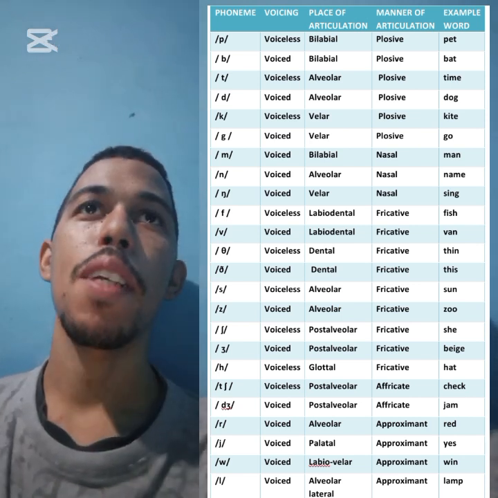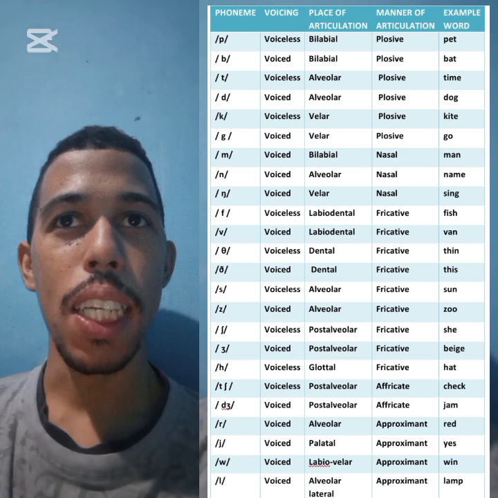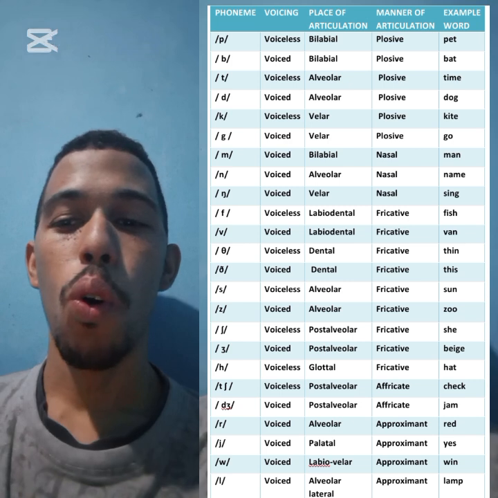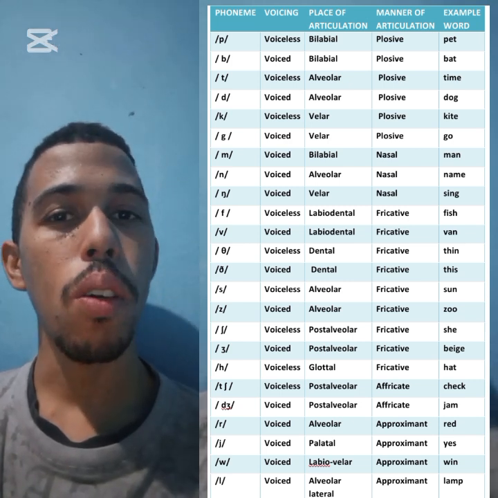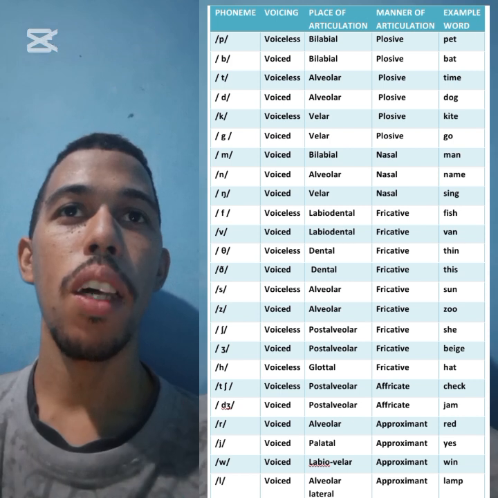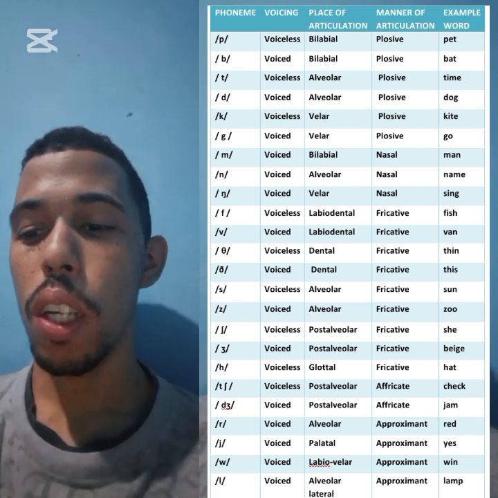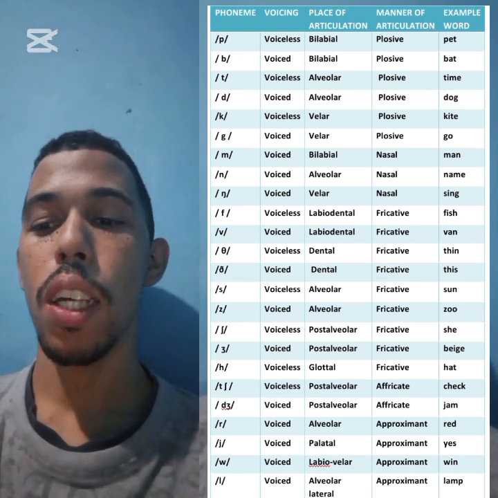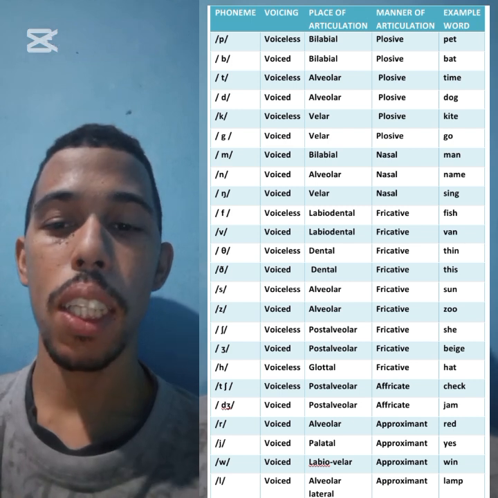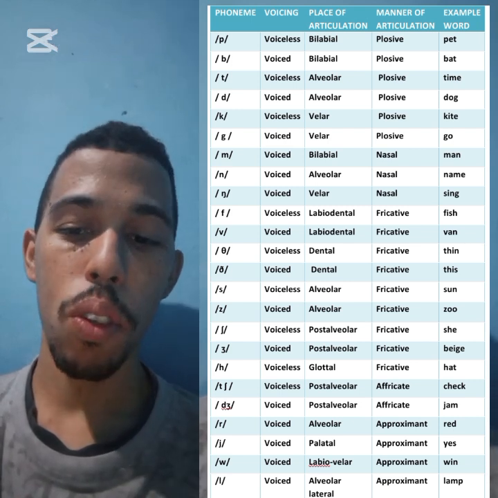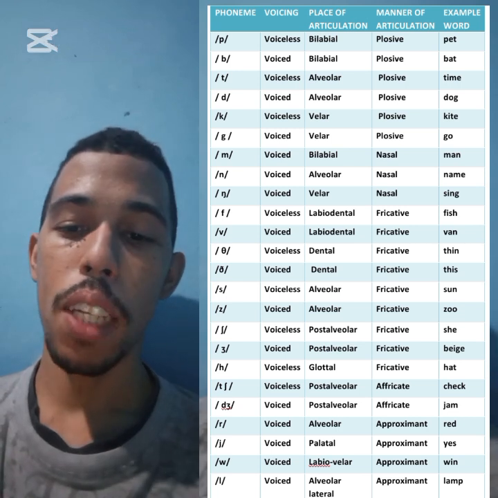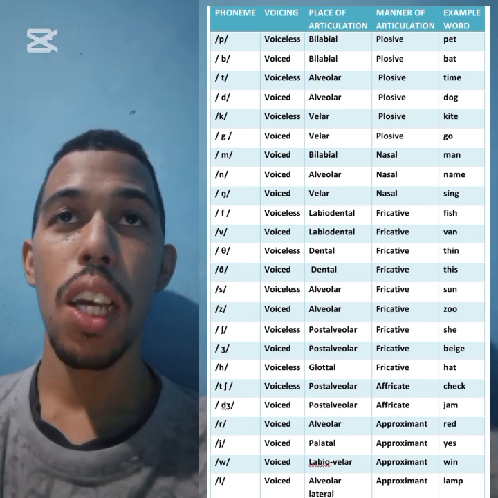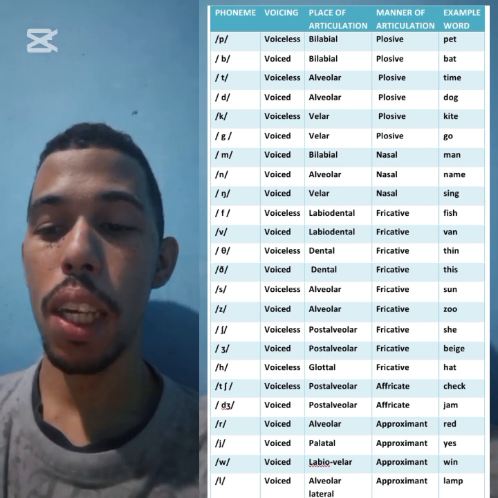And then we also have the approximant. Approximant is when the points of articulation are about to touch or want to touch, but they don't come close enough to be called some kind of articulation. We have the phoneme r, y, w, and l. L is also called lateral. An example with this approximant would be red or risk, yes, wind, and lamp.